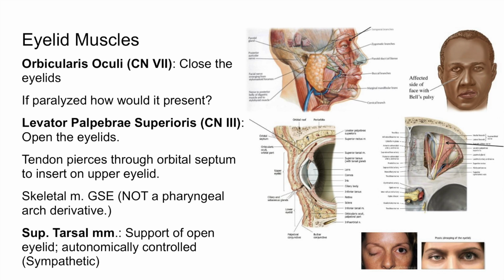The key distinction to lock in is that closing the eyes is cranial nerve 7, opening the eyes is primarily cranial nerve 3, and sympathetic input provides additional support to keep that eyelid elevated. So different lesions produce those very distinct clinical presentations.